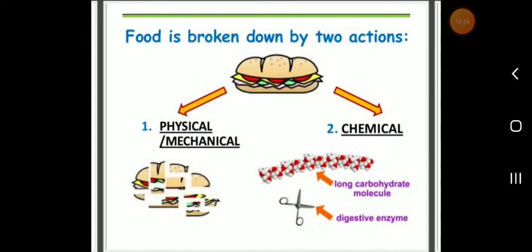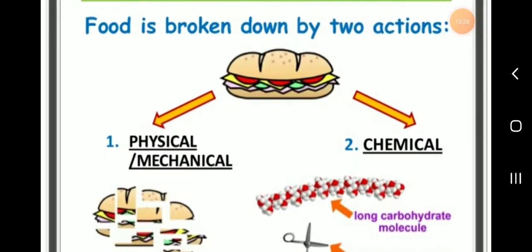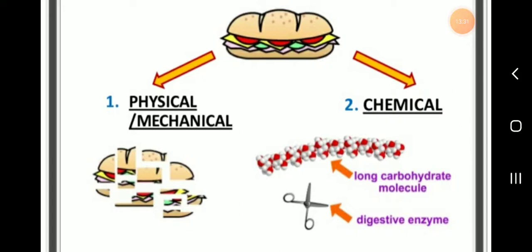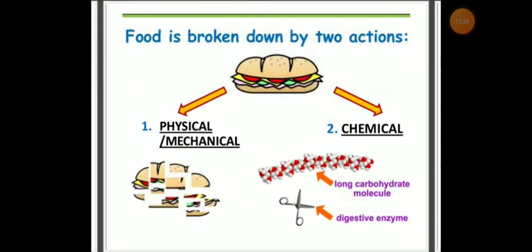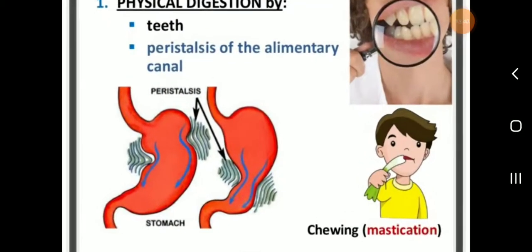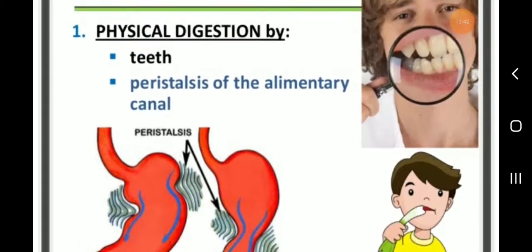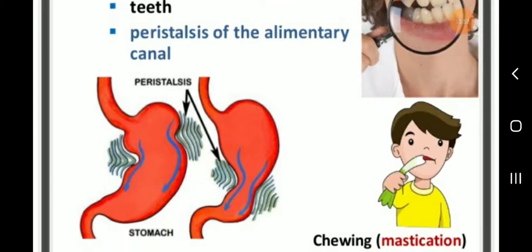Okay, next, students, food is broken down by two actions. What are the two actions? Physical, or mechanical, action and chemical action. Listen, what are physical and mechanical actions? Now I will tell you. First, physical digestion. What is meant by physical digestion? For example, teeth, then peristalsis of the alimentary canal. This is peristaltic movement.